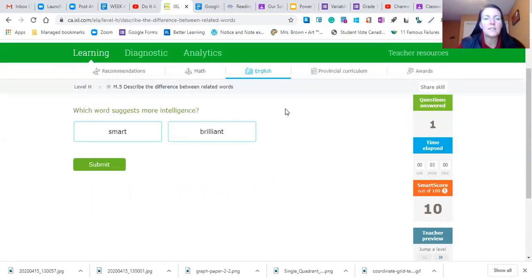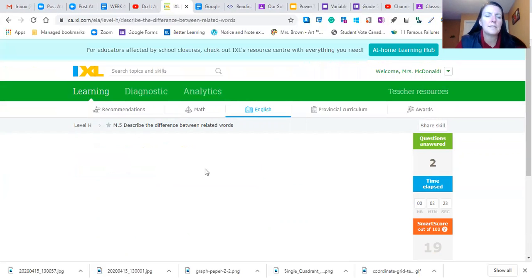Which word suggests more intelligence? Being smart or being brilliant, right? So both would suggest intelligent. Let's try brilliant. I would say, wow, that's brilliant. He is brilliant at that, right? He is smart. Yeah, he's a smart person. She's a smart person. I would say brilliant is a lot more. Let's see what they say.